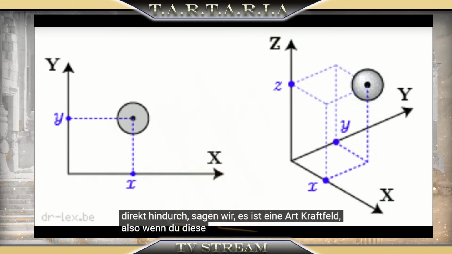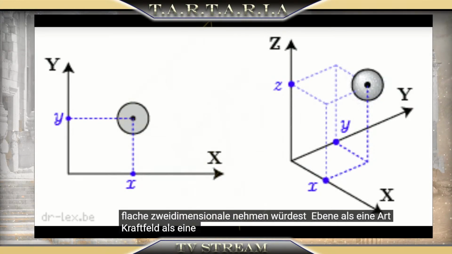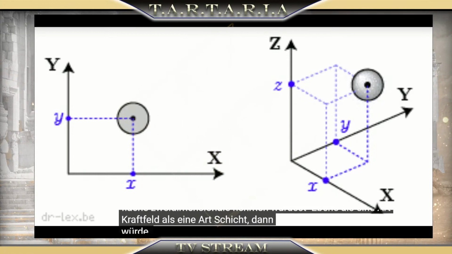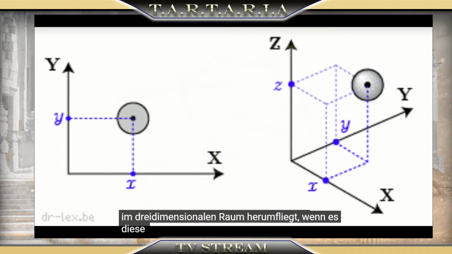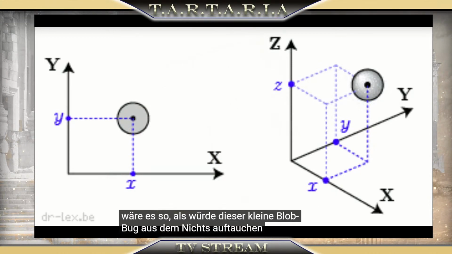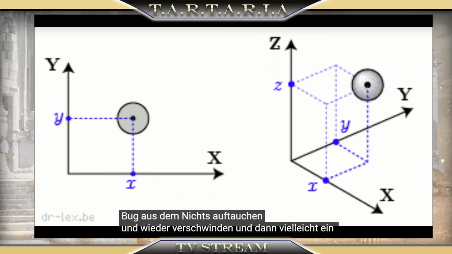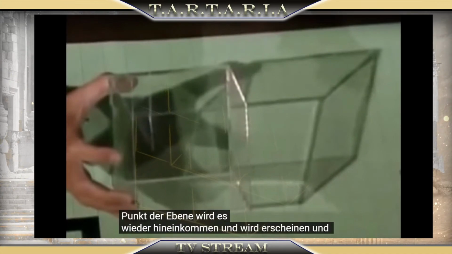So if you were to take that flat 2-dimensional plane as a kind of force field, as a kind of layer, then that would mean that when an insect flies around in 3-dimensional space, if it passes through that 2-dimensional plane, whether coming from above or from below, and at any position on that plane, suddenly there will be a blip of awareness showing up. And suddenly it would be like this little bug would appear out of nothing and disappear again. And then maybe a bit further along the plane, at another spot, it will come in again and will appear and disappear.